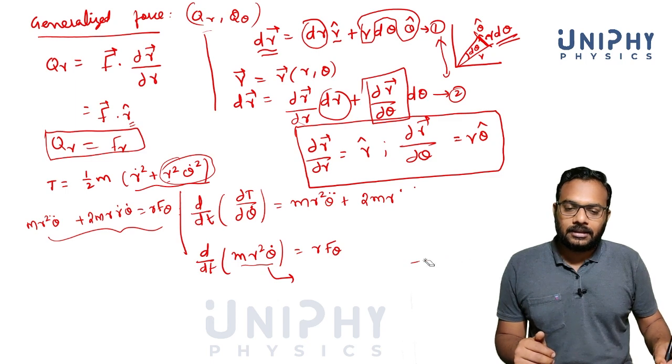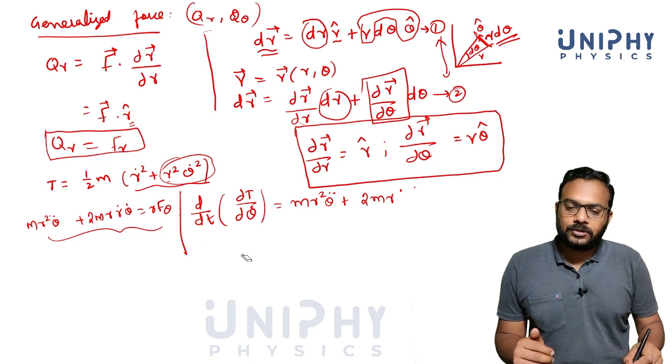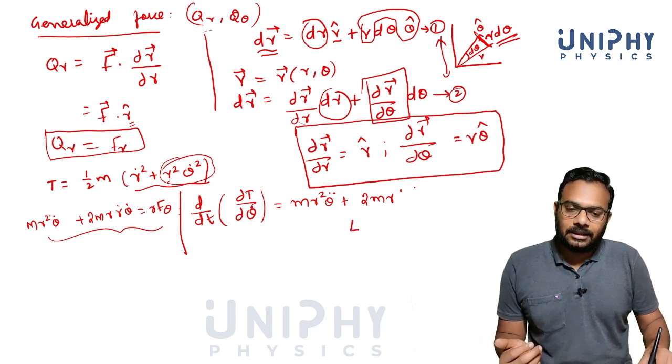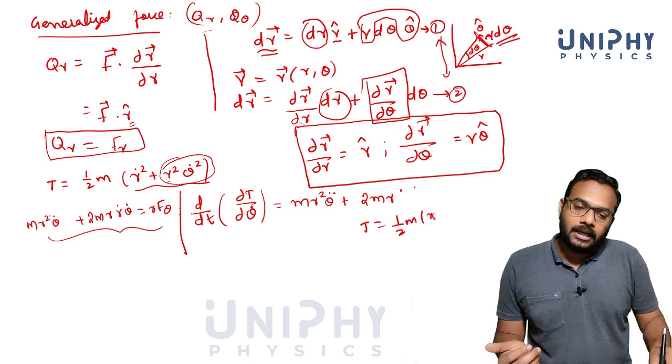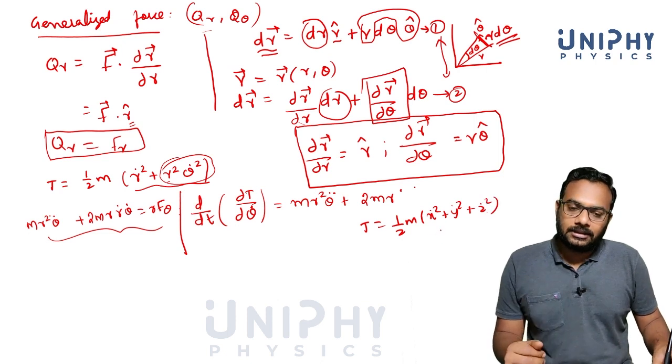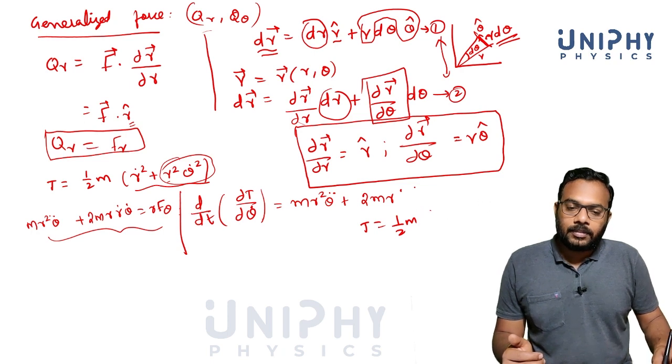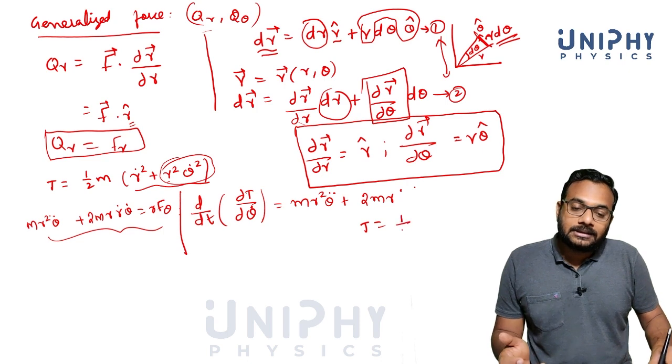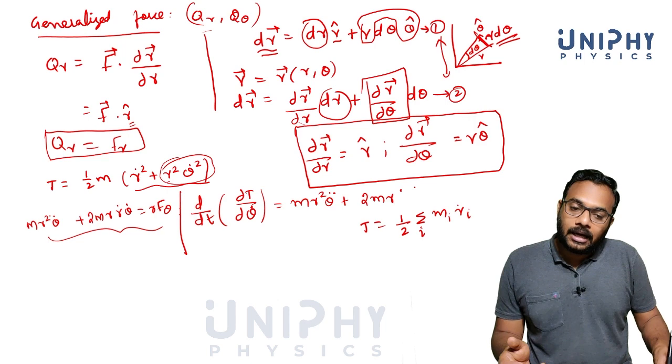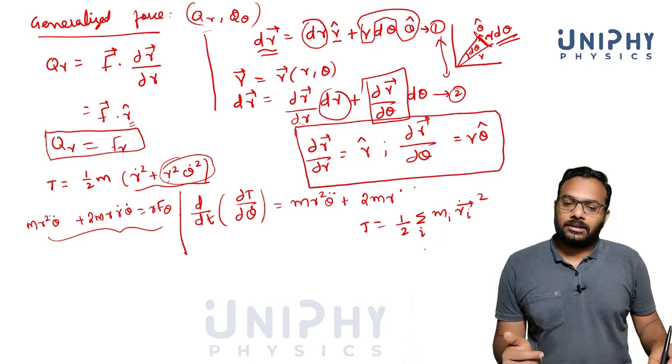First thing you need to find is the kinetic energy. In most problems we'll do with the Lagrangian. We need to find the kinetic energy, that's equal to half m times x dot square plus y dot square plus z dot square. That's for a single particle. If you have a number of particles with different masses, then we can write it as half summation over i of m i r i dot square. That's the kinetic energy.